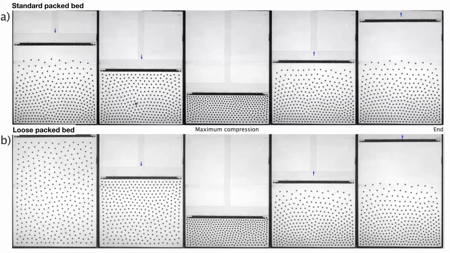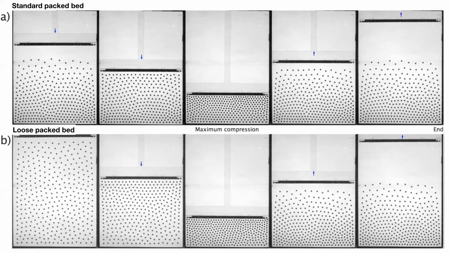So we studied two different configurations. These are experiments. This is the standard packed bed, and this is a loose packed bed where the particles are more separated at the beginning of the process. As you compress, you reach the maximum compression where you practically cannot distinguish one from the other. And in fact, during the expansion phase, you can notice that the final configuration is very close to the final configuration of the loose packed bed. So there is no information about the initial packing conditions in the final packing state. So there is an important hysteresis in the system.